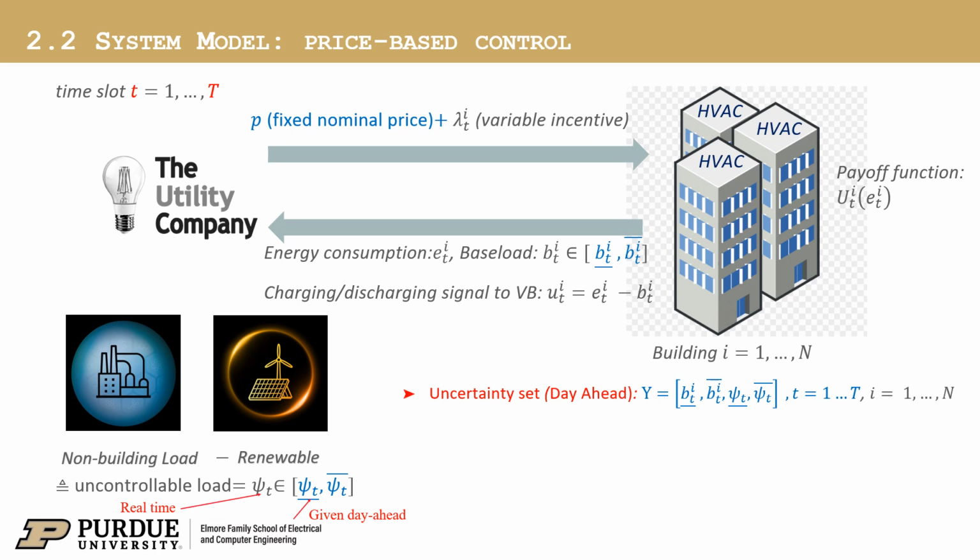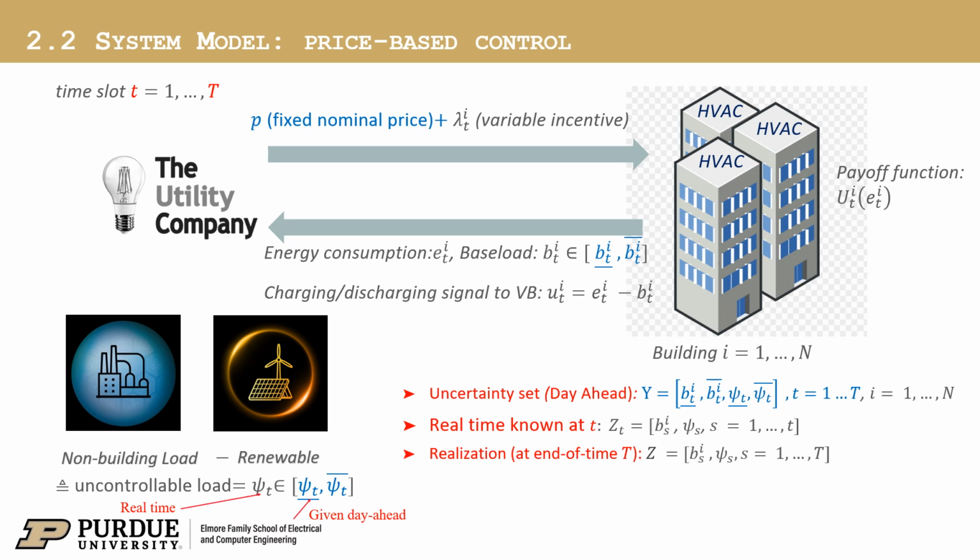At day ahead, the utility is given the uncertainty set Y, which consists of the prediction range of base load and uncontrollable load. At time t, only the base load and uncontrollable load known at or before time t is revealed, so we denote that as z_t. At the end of the time horizon capital T, all revealed demand is known, and we refer to that as a realization z.